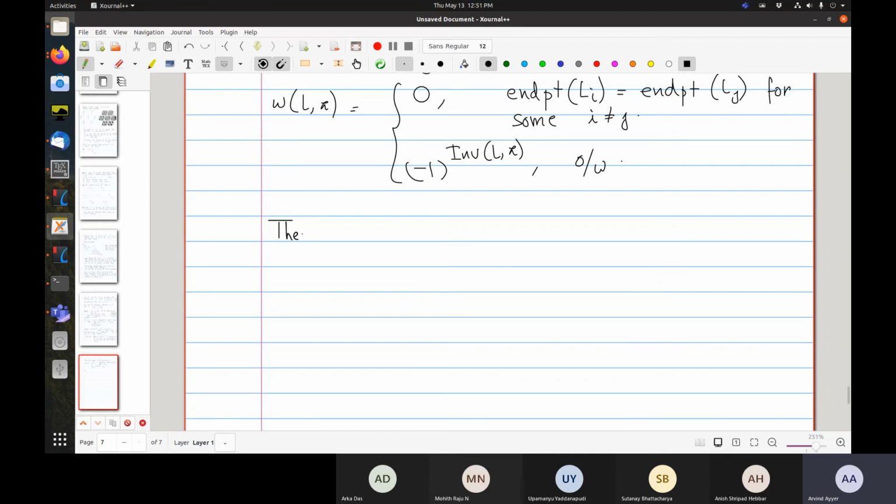Then the weight of L is the sum over all pi in M_n bar, sign of pi, this is the -1 to the number of crossings, times weight of L pi. So for each pi, we are going to take its sign, take its weight. Sign and weight are both plus or minus ones, right? So this product will be plus or minus 1 for each pi, and we are going to sum all of them.